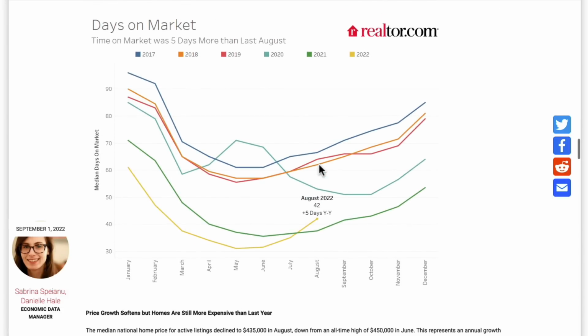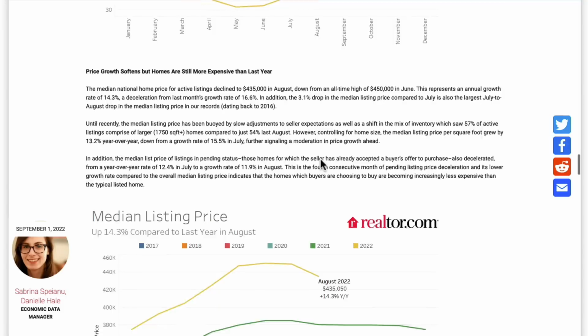The next three are interesting. Days on market. It's somewhere over 40 days, 42 days versus 37 days last year. So it's taking a little bit longer to sell. But look at pre-pandemic. This is somewhere between 60 and 65 days. So we're some 20 days faster still, post-pandemic where we are now versus pre-pandemic.